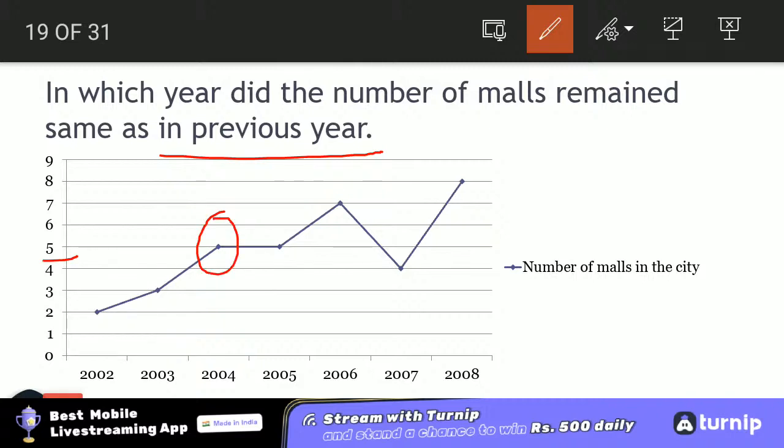5. In 2005 also? The number of malls remained the same. So in which year? That is 2005, the number of malls remained the same.